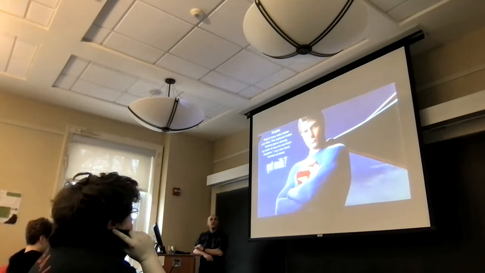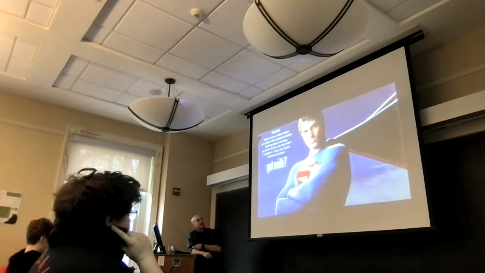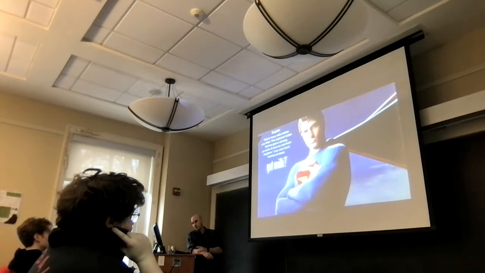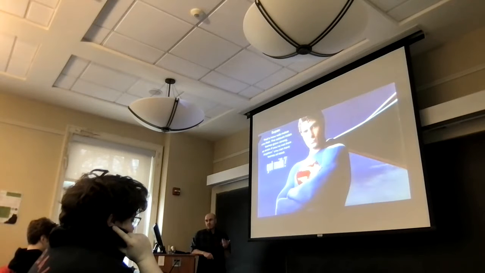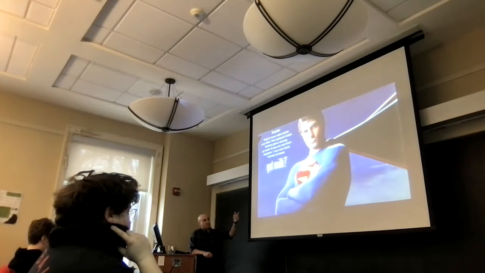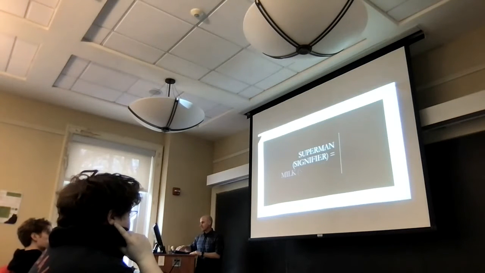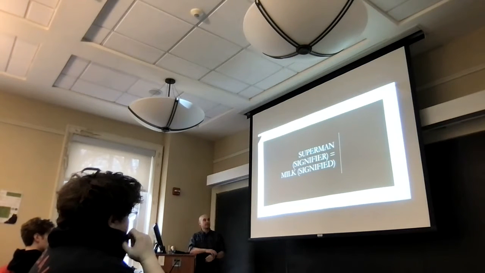So in this one, Superman is the signifier and milk is the signified. So what do you associate with Superman normally? Strength and power. Yeah, exactly. And that's exactly what milk's trying to tell you here. This is a popular Got Milk campaign from about 10 years ago, saying milk will make you strong like Superman, essentially. So again, Superman is the signifier, milk is the signified.